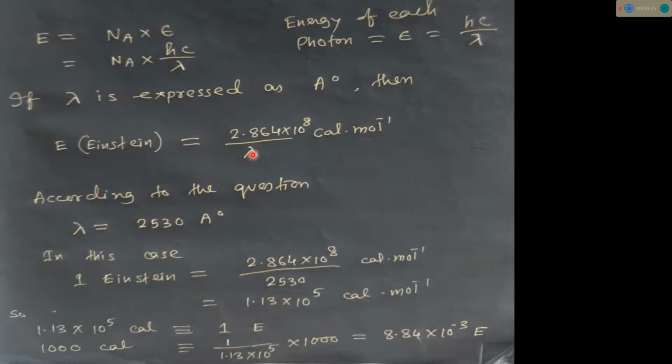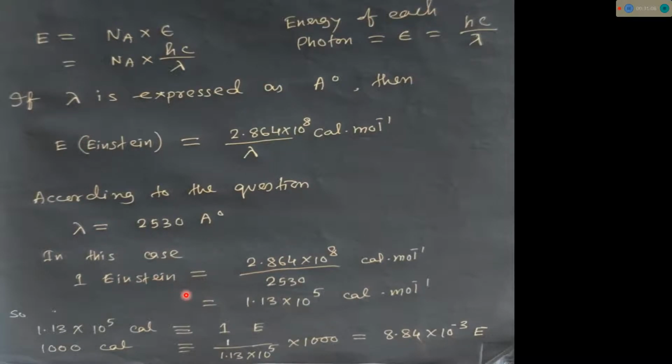So if lambda is in angstrom unit, then we can write one Einstein as 2.864 into 10 to the power 8 calorie per mole. This is in calorie unit because the energy is given in calorie unit. Putting all the values, it becomes 2.864 into 10 to the power 8 upon lambda calorie per mole. In the question they used lambda equal to 2530 angstrom, so in place of lambda we have to put 2530 angstrom, then we will find the actual Einstein.